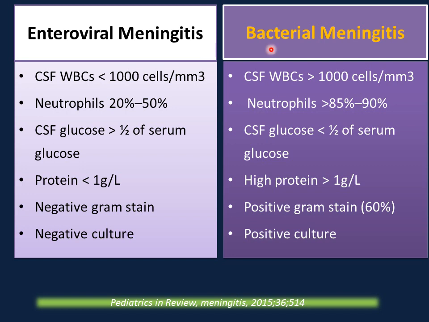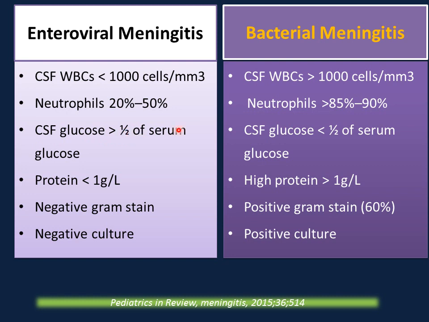After successful lumbar puncture, now it's time to know how to understand the CSF studies, how to differentiate between viral meningitis and bacterial meningitis. In cases of enteroviral meningitis, the white blood cells in the CSF will be less than 1,000, while it is more than 1,000 in most cases of bacterial meningitis. Neutrophils will be low here, 20 to 50%, and higher here, 85 to 90%. CSF glucose here is more than half of the serum.